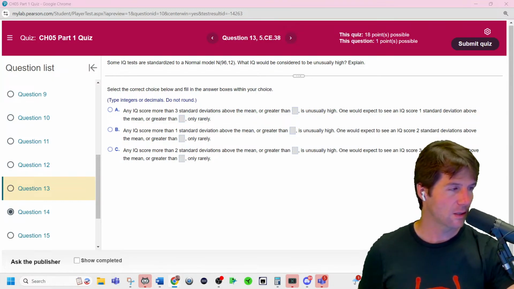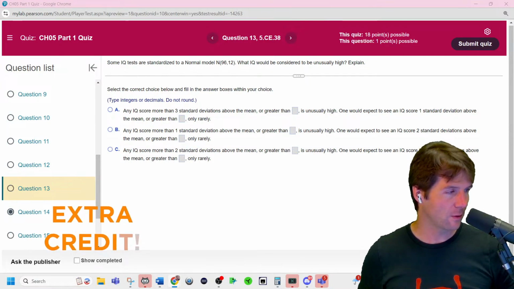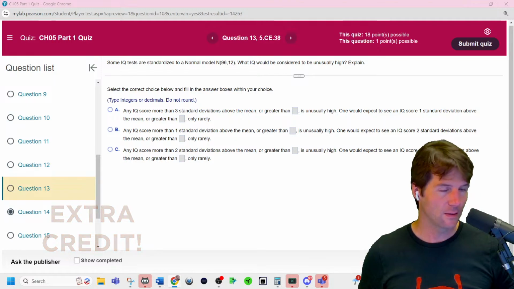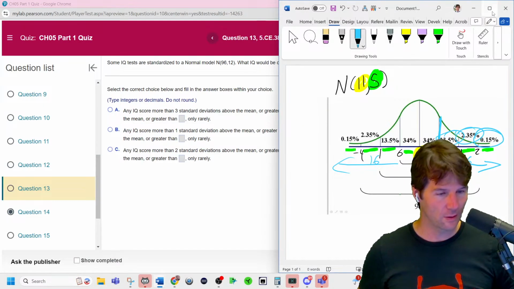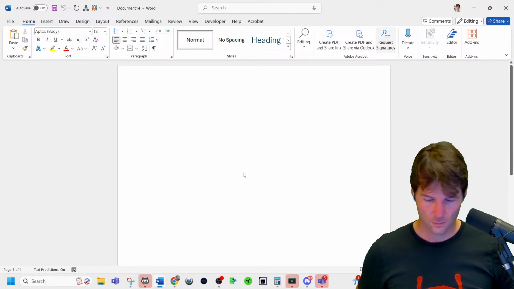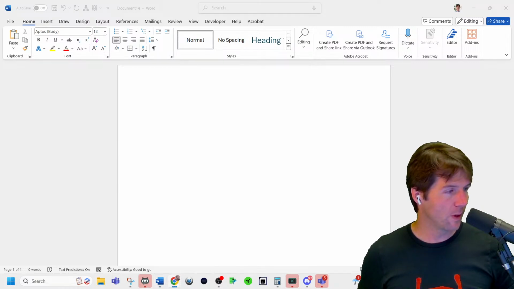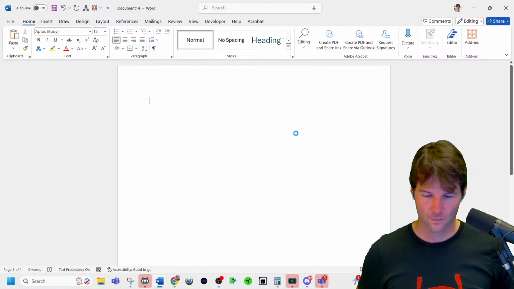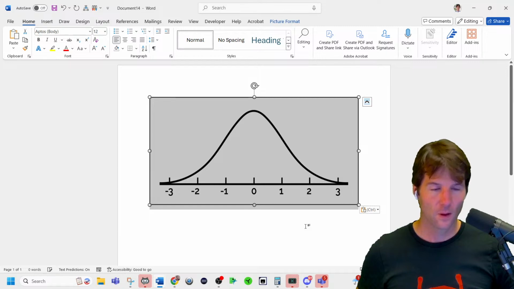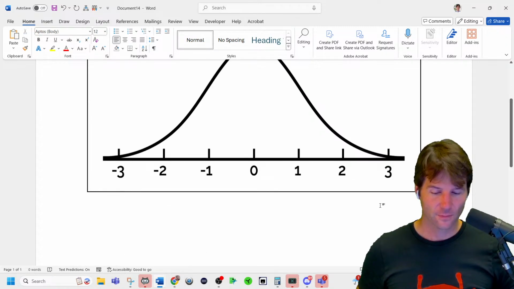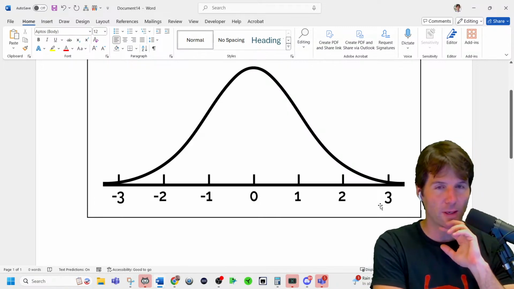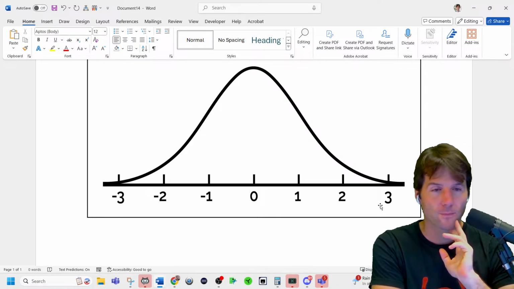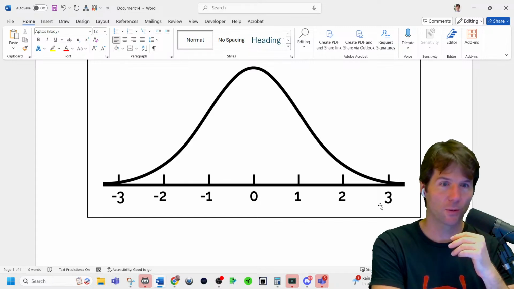Good answers in the chat. At what numeric value would a z-score be odd? At what numeric value? At what numeric value would a z-score be odd? Thoughts? At what numeric value would a z-score be odd? And then go more extreme than that.